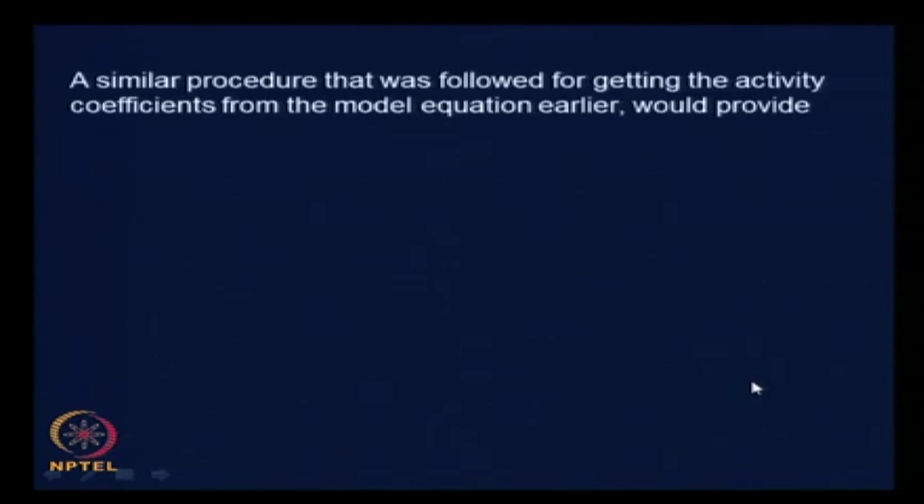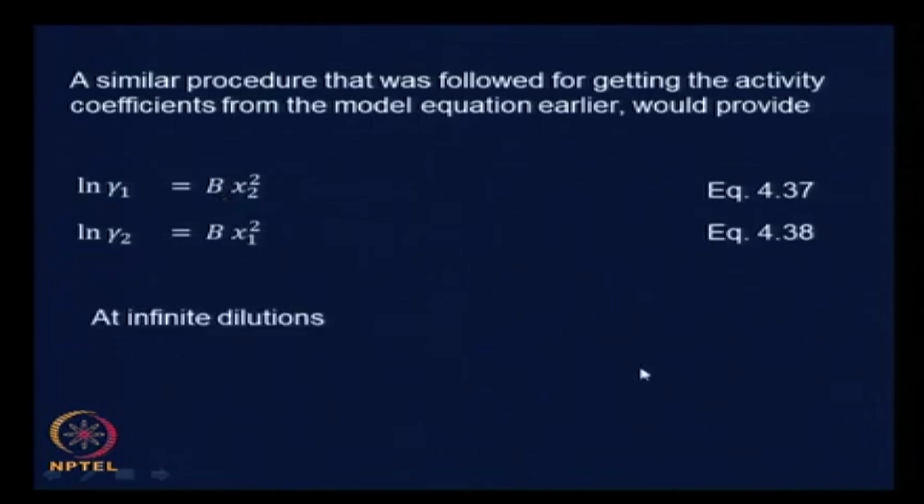We also saw the other models, the Redlich-Kister model, which is a very simple GE by RT equals B x1 x2, and we got expressions for ln gamma 1 and ln gamma 2. Ln gamma 1 was B x2 squared, ln gamma 2 was B x1 squared, and also the expressions at infinite dilutions.